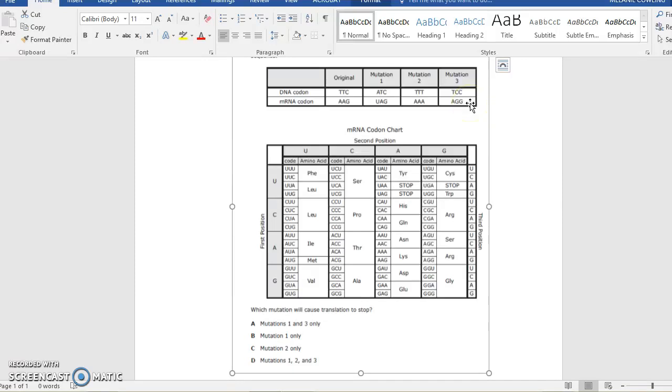Let's look at mutation 3 to make sure that 3 does not give us a stop codon. We have A, G, and G. A, so we're going to be on this row. A, and, oh, it was AGG, sorry. A, G, and G. So it's ARG. So that is not going to produce a stop. That is just going to change the amino acid that it calls for from lysine to arginine. So the only one that will produce a stop codon would be mutation 1. Does that make sense? I hope so. If not, when you get back to biology, make sure you ask your teacher.